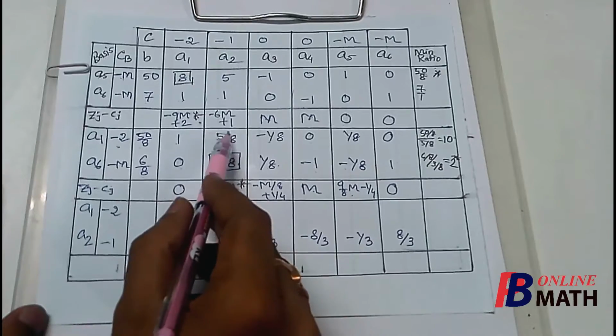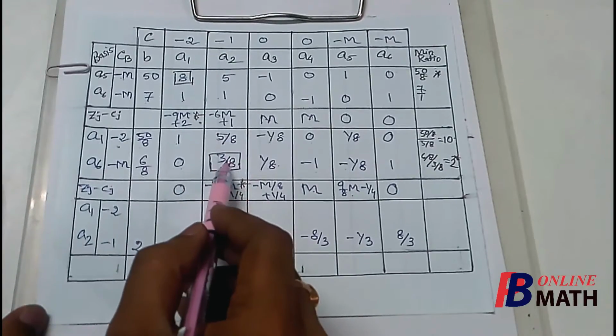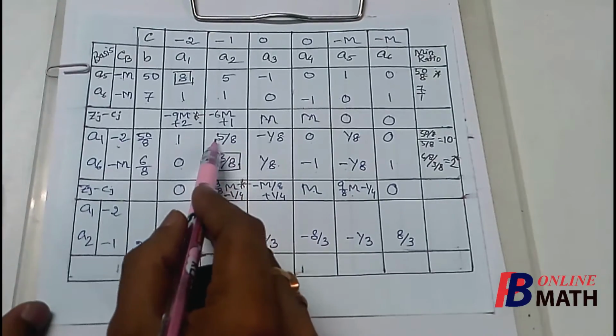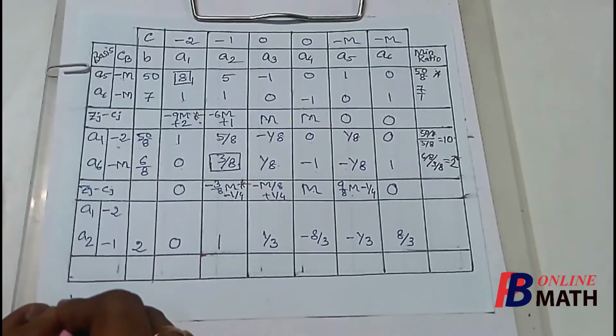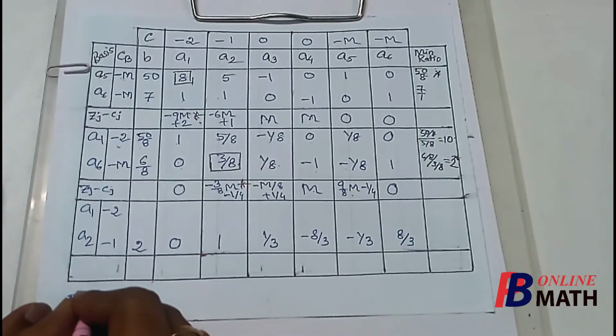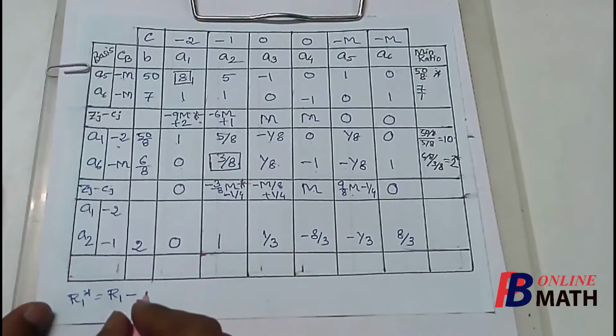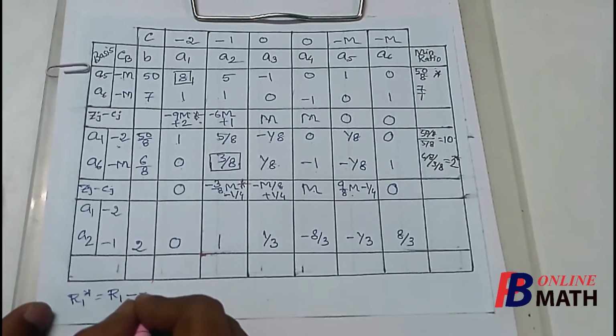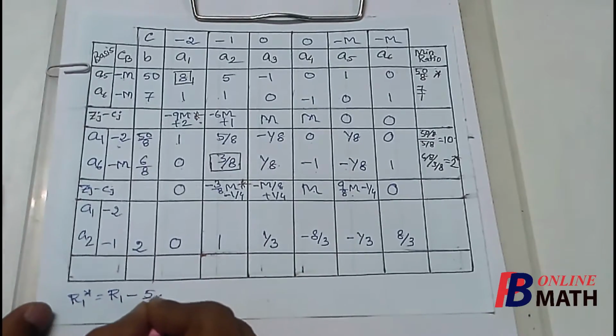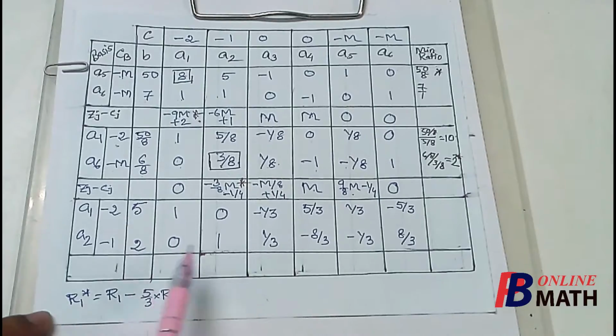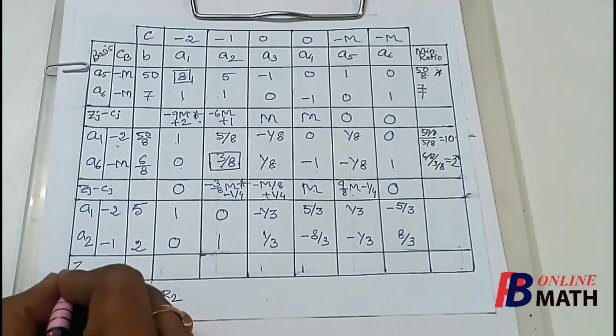Next we have to make this element 0 by using this key element. That means we can make this element 0 if we apply this row operation R1 star, which is R1 minus 5 by 3 into R2. If we apply this row operation, then we can easily find that the elements of this row are given by this. Now again you have to find Zj minus Cj.